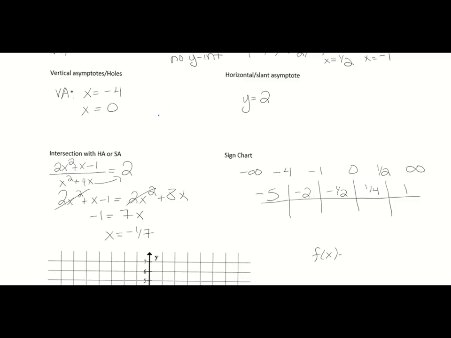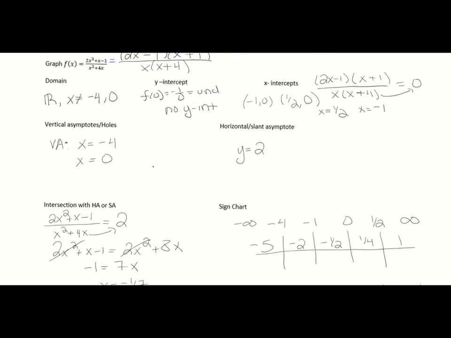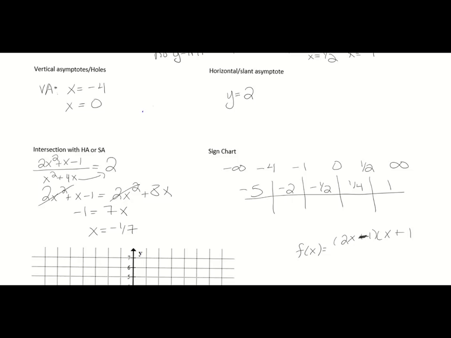So f of x is equal to 2x plus 1 times x minus 1. Oops, I think it was minus 1. It was minus 1, so this is a minus here. That's important. Over x times x plus 4. Okay, so when I plug in negative 5, I'll have a negative times a negative, it's positive, over a negative times a negative, so that's a positive, so everything is positive. When I plug in negative 2, that will give me a negative times a negative, over a negative times a positive, so that will be a negative.